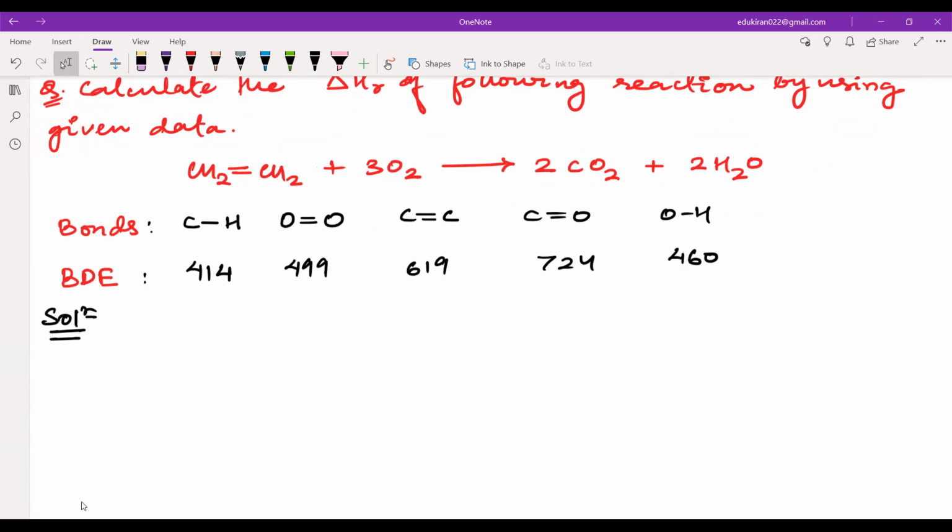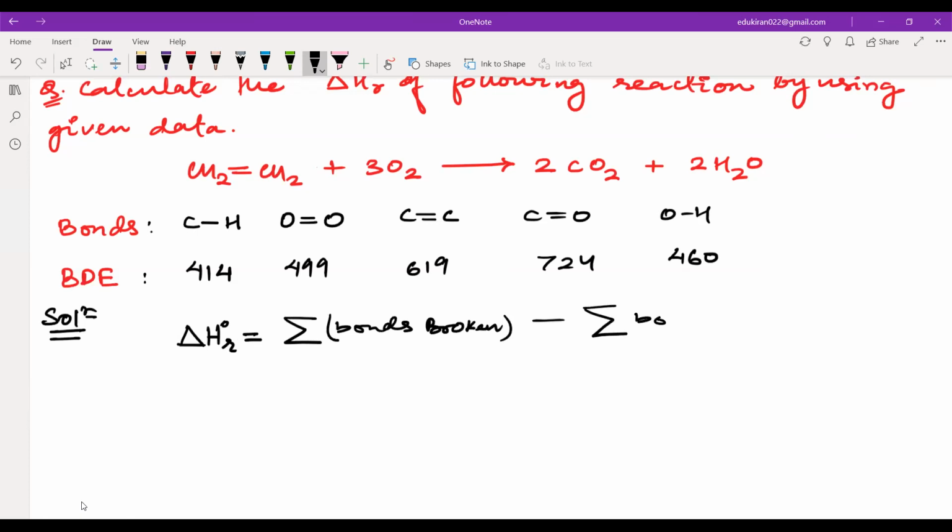Let me know if you're done writing the question, okay? Done, sir. Okay, so I can write that the enthalpy of this reaction is the sum of the bond enthalpies of bonds broken minus the sum of the enthalpies of bonds formed. Now you have to think in terms of the bonds and not in terms of the molecules.